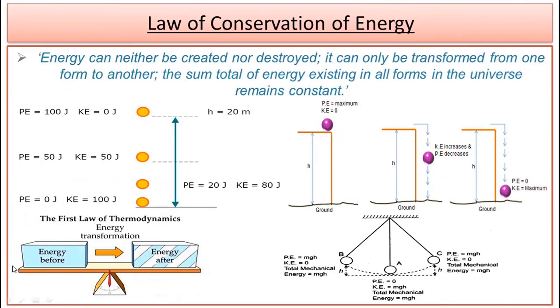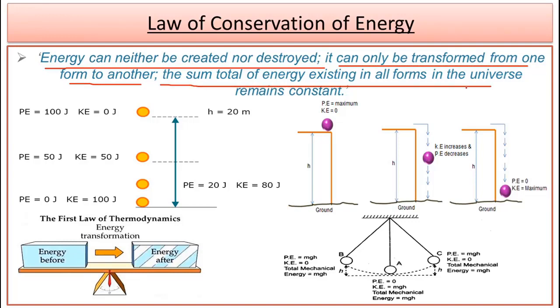With the transformation of energy, we come to know about the law of conservation of energy. According to the law of conservation of energy, we can say energy can neither be created nor be destroyed. It can only be transferred from one form to another, and the sum of the total amount of energy in the whole universe remains constant.